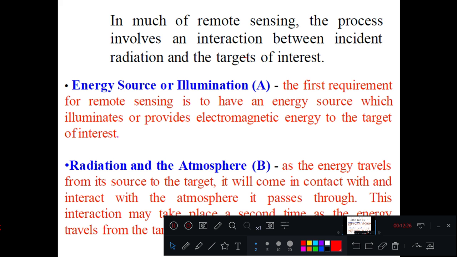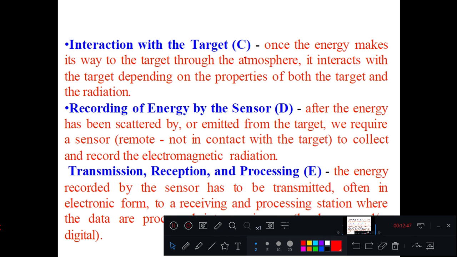So as the energy travels from its source, that is from the sun to the target, it will come in contact with and interact with the atmosphere through which it is passing. This interaction may take place a second time as the energy travels back from the target to the sensors. Then the third point is interaction with the target.